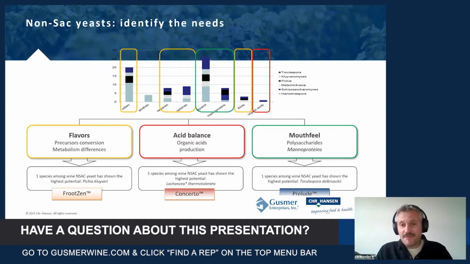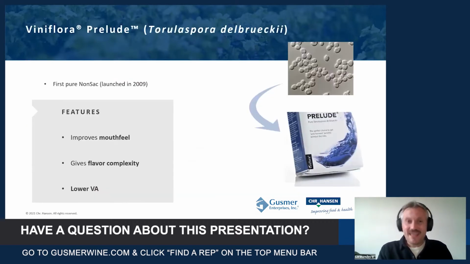And finally, the need for some textural complexity in the wine, for some of the bolder red wines, for example. And there they looked specifically for a culture that could improve mouthfeel in the wine by selecting Torulaspora delbrueckii. So I'm going to touch on all these cultures one by one. And yeah, you can see what they can do, how much they can do. And let's start with the oldest, the one that has been launched first as a single culture.